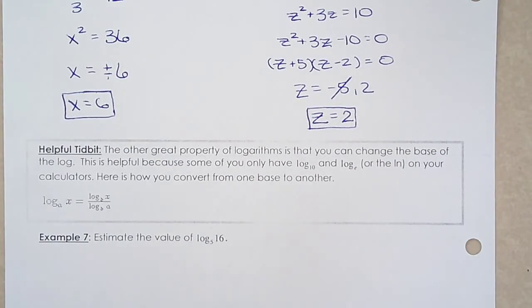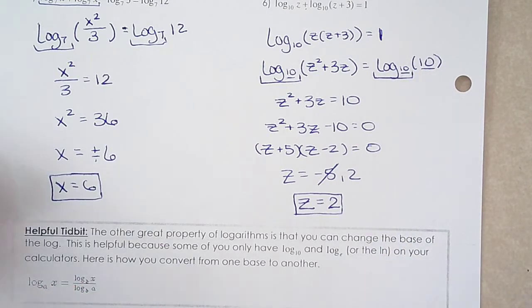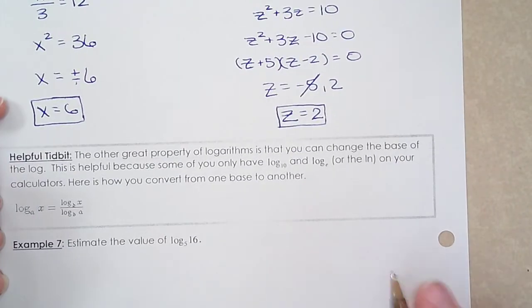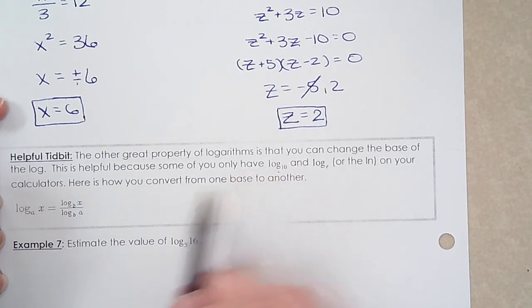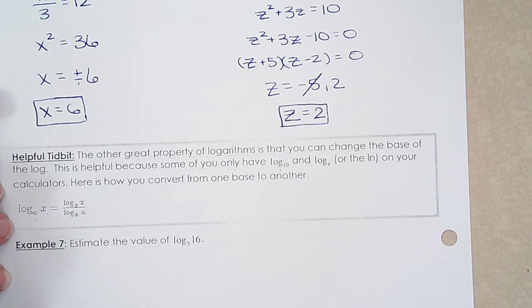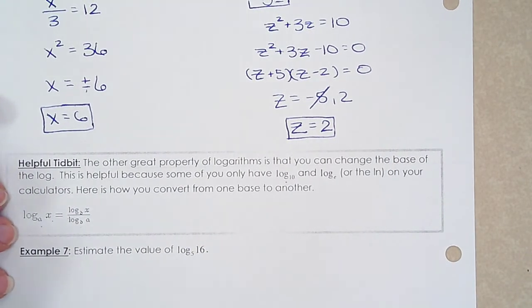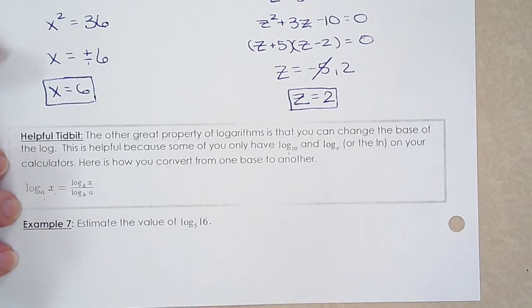And one last thing before we end, the other great property of logarithms is that you can change the base of your log. So say we couldn't do something like this, where I can't make this a 10, I have to work with some other number. We have something called the change of base here. So you can convert from one base to another. So log base a of x can turn into log base b of x divided by log base b of a. And the typical thing that's going to be put in b is 10, just because that is the typical base in your calculator. So let's use this.